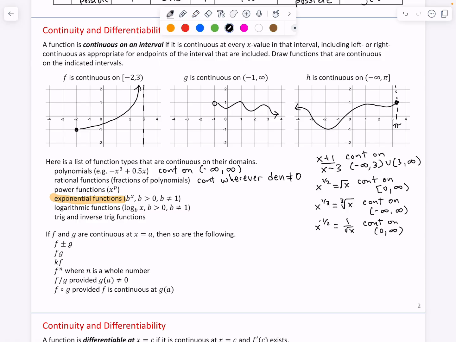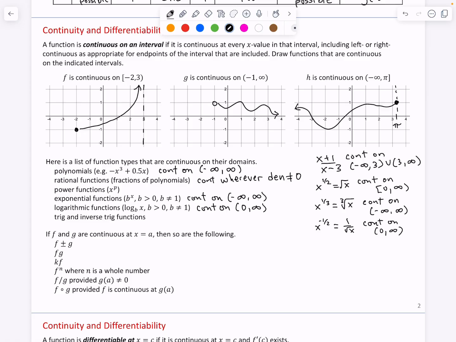Exponential functions, where the base is positive but not 1, they're growing exponentials if the base is more than 1, but decaying exponentials if the base is between 0 and 1, but these functions are continuous for any value x, continuous on the entire number line. Logarithmic functions, log base b of x, b must be positive but not 1, and x must be strictly positive for the logarithm to be defined. So the domain is 0 exclusive to infinity, and these functions will be continuous on that domain.